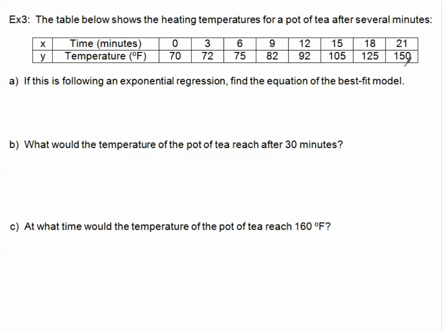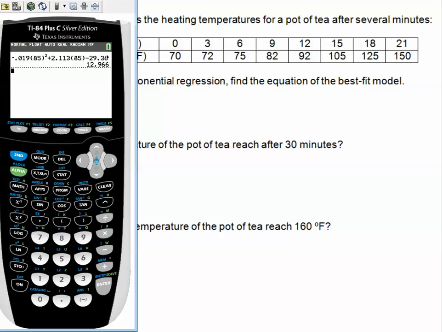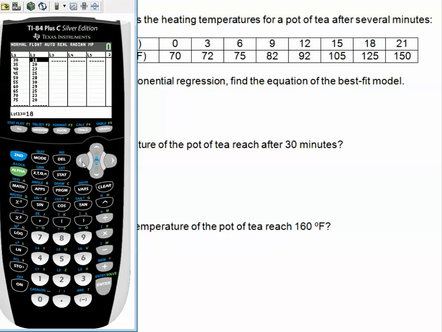So let's plug this into our calculator. I'm going to push the stat, and I'm going to edit my lists. Since I already have a bunch of data in there, I'm going to highlight list 1 and press clear and then down. They're all gone. I'm going to highlight list 2, press clear and then down, and now all that data is gone. Why don't you pause right now and enter this data into your calculator.